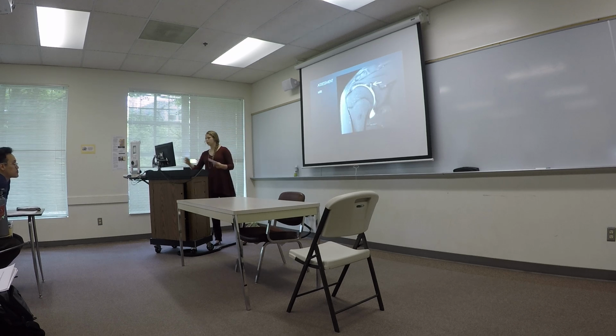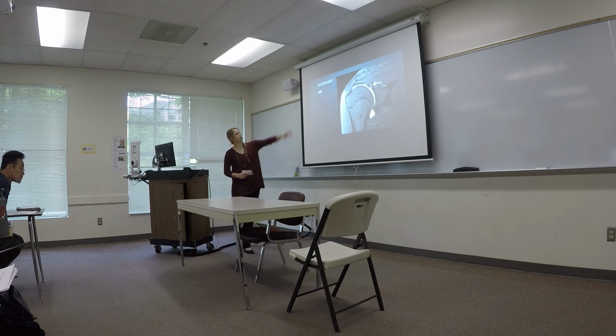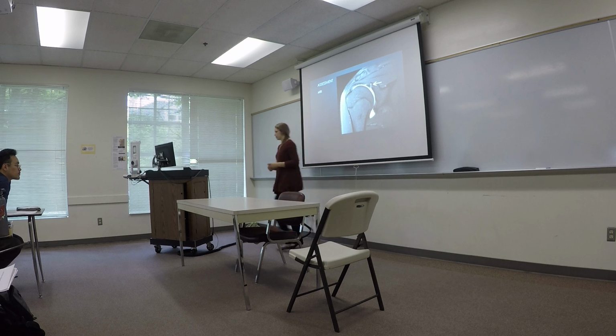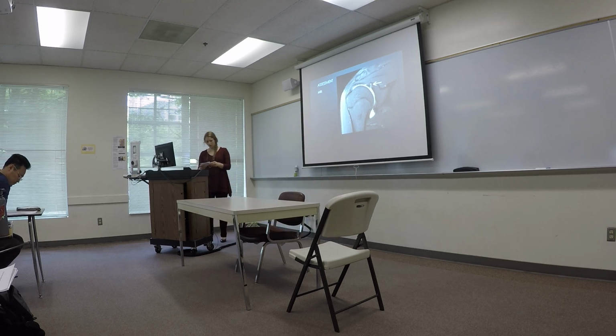He had an MRI done, which is shown here, and it diagnosed a type 2 SLAP lesion. So you can see that the labrum is torn right here and pulled away, as the biceps tendon is also partially detached. So they then had to decide if they wanted to do conservative or surgical treatment.